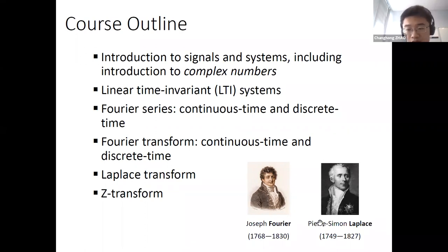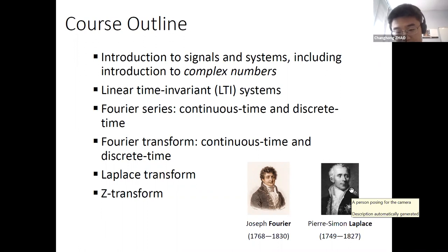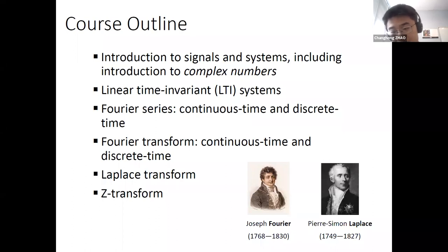Here are two pictures of important figures for this class. Joseph Fourier, French mathematician and physicist, and Pierre-Simon Laplace, a French scientist and scholar. The Fourier transform and Laplace transform are named after them. From the years that they lived, you can see that these transforms were proposed almost 200 years ago, but they are still very important today. That's what I think are the most important contributions that previous scholars have made to us. It's exciting and interesting to learn them.